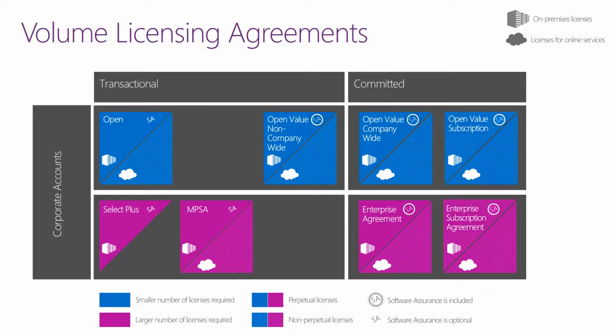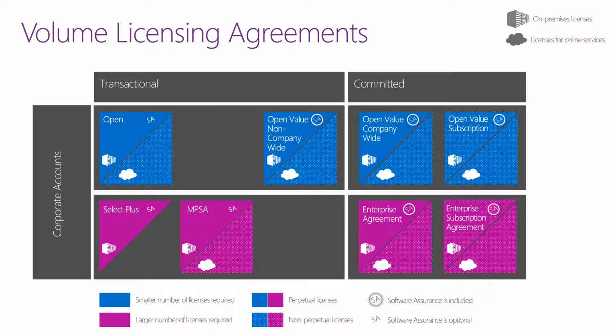But how do customers acquire software assurance? I like this slide. I think it shows a good overview of all the different licensing programs that there are, and shows you whether software assurance is a mandatory part of the program or whether it's optional for customers. You can see all of the different volume licensing programs here, and where you see software assurance inside a circle, you can see it's an included part of the program. Where it's not in a circle, it's an optional part.